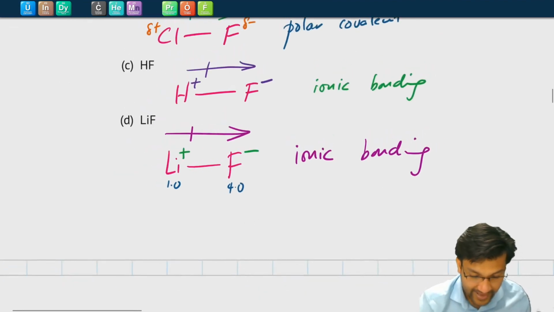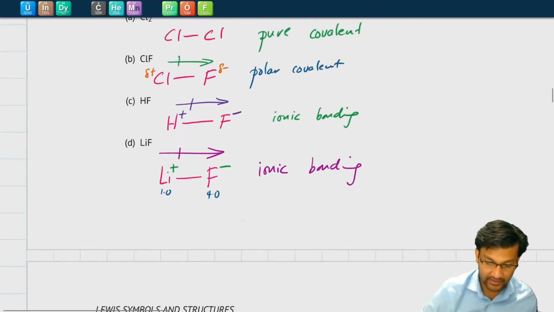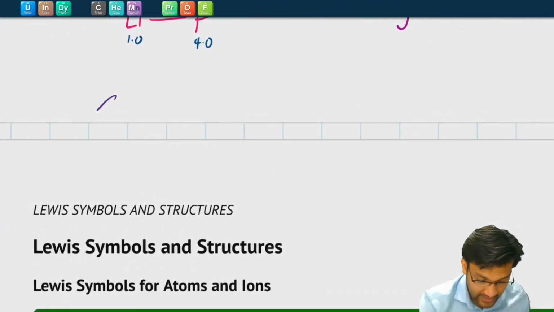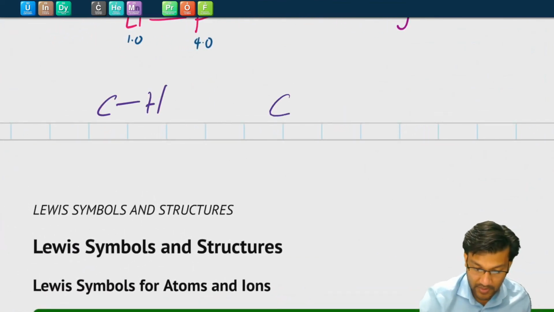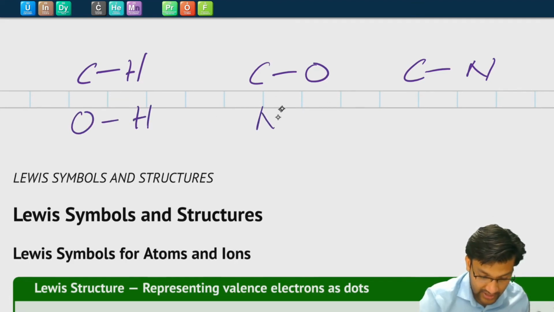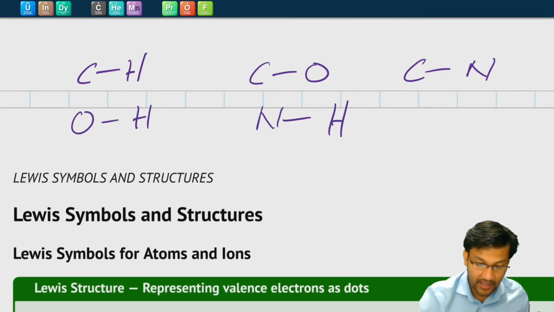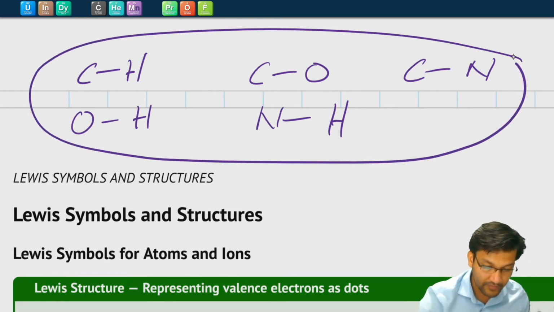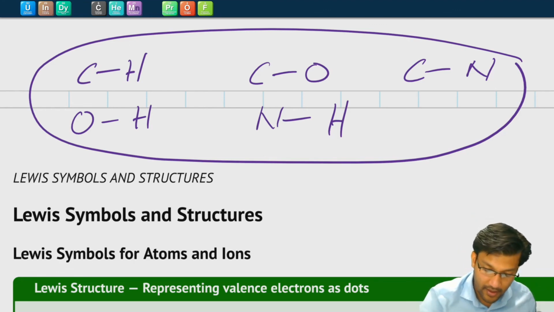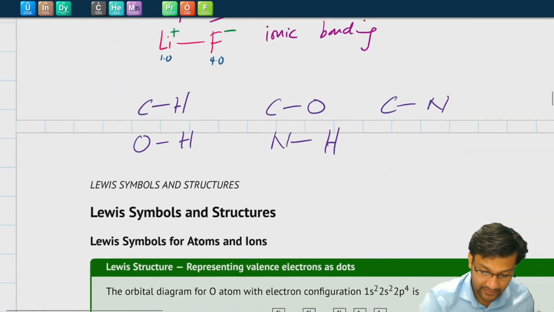You can do this for any pair of elements in the periodic table. For example, maybe you want to try carbon-hydrogen bonding on your own, or carbon-oxygen bonding, or carbon-nitrogen bonding. Those are bonds that pop up often. There's even oxygen-hydrogen bonds and nitrogen-hydrogen bonds that also pop up often. Try to figure out whether these are pure covalent or polar covalent, and try to draw the directional arrow for the dipole moment.